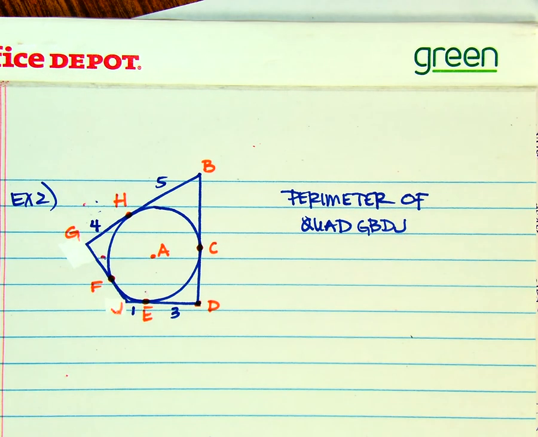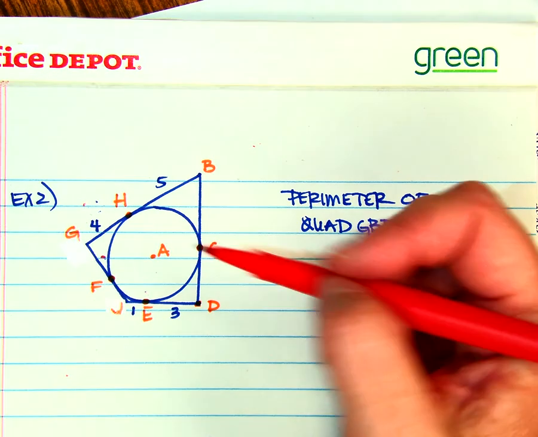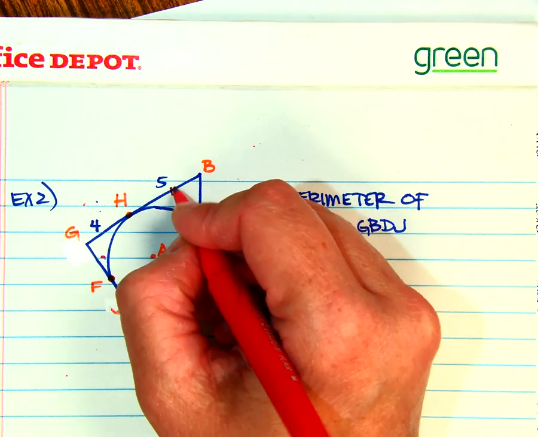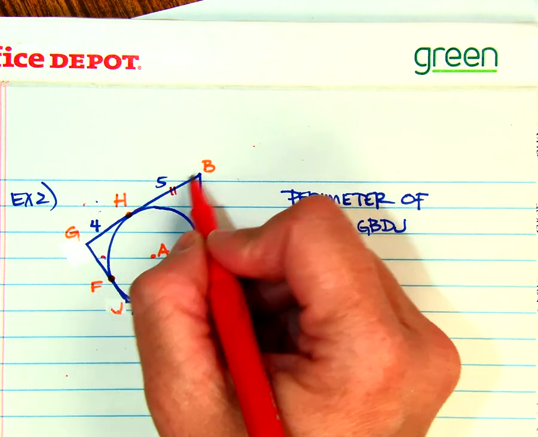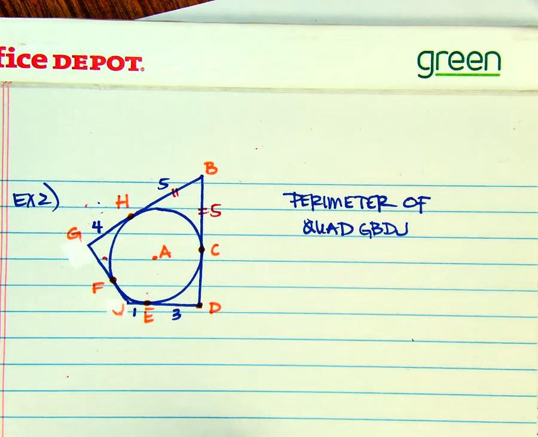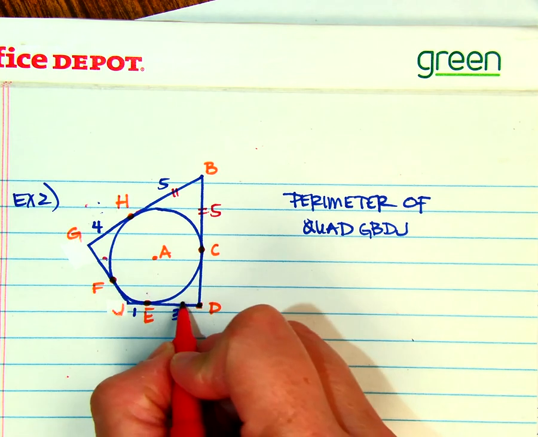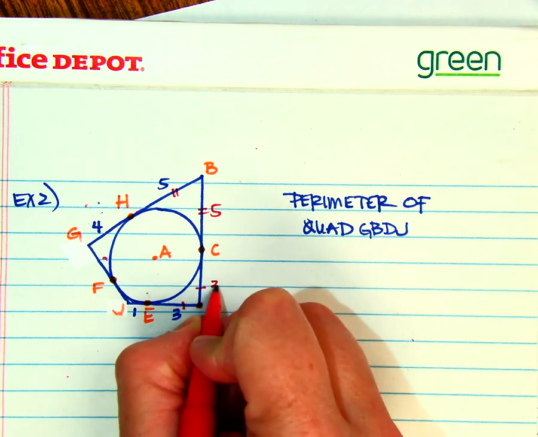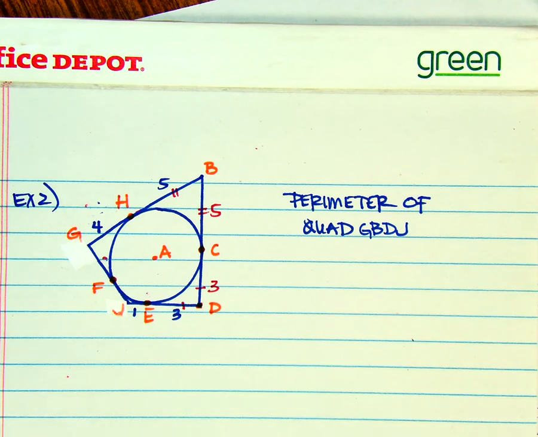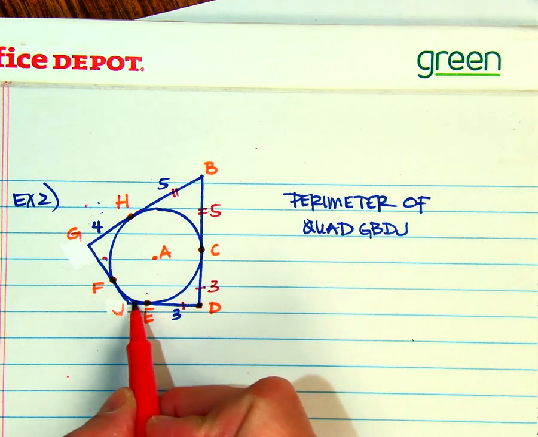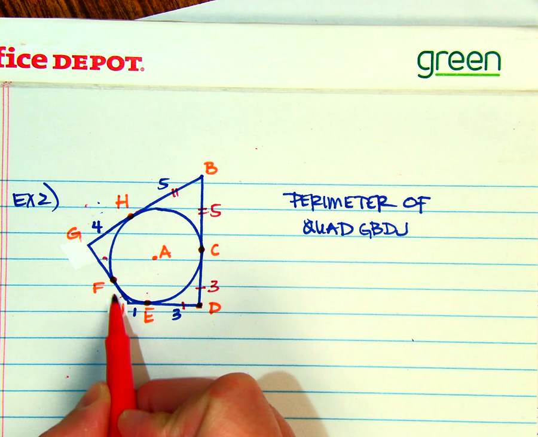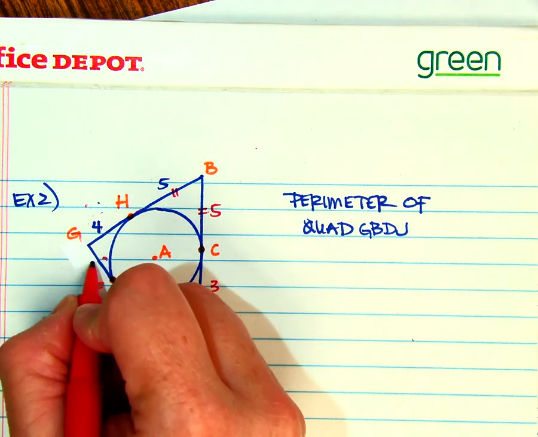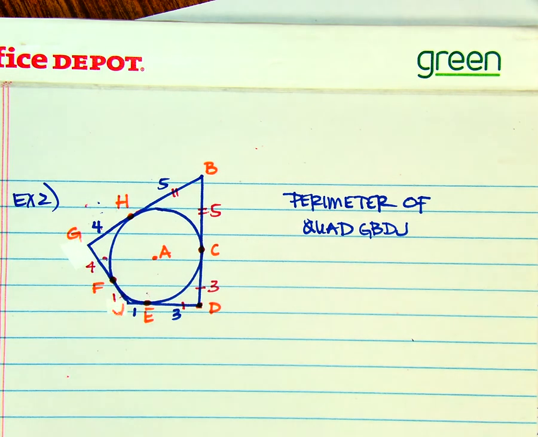What you need to know, this looks fairly complicated, but what you need to remember is that BH is going to be congruent to BC. So if this is 5, then that is 5. These two are congruent to each other. So if this is 3, that is 3. If this little piece is 1, then that little piece right there is also 1. If this is 4, then this piece is also 4.